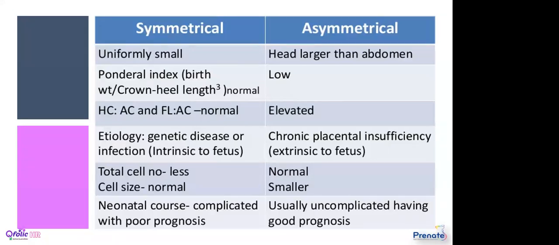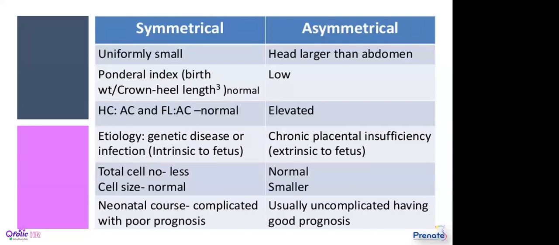The etiology is usually genetically determined diseases in the fetuses. The total cell number is decreased, but the cell size remains normal. And in these babies, the prognosis is usually very poor. On the other hand, in asymmetrical IUGR, the head is larger than the abdomen.